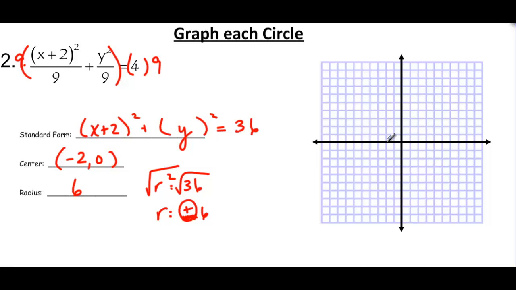So I'm going to go to negative 2, 0, and then I'm going to go right 6, down 6, up 6, and left 6. And again, try to do your best to make it curve. Sometimes it's better if you do it in each of the little quadrants and try to curve it around. And there's your circle.